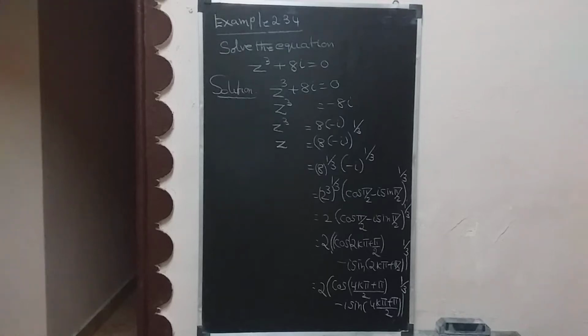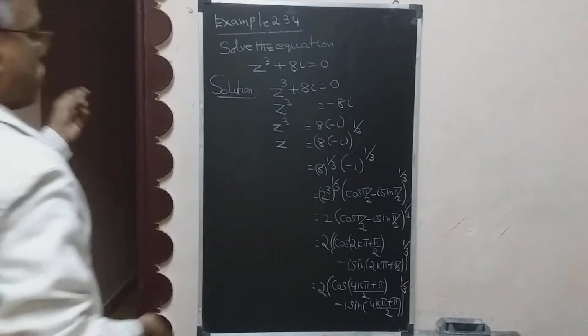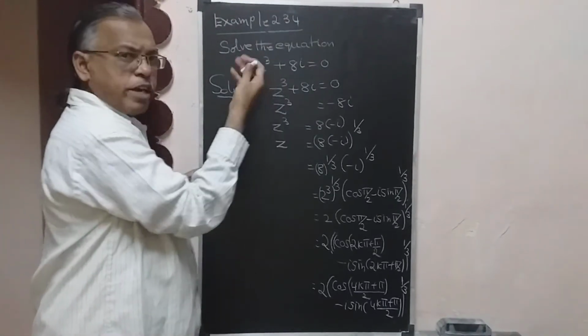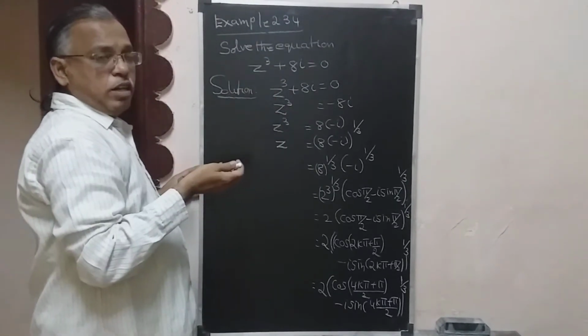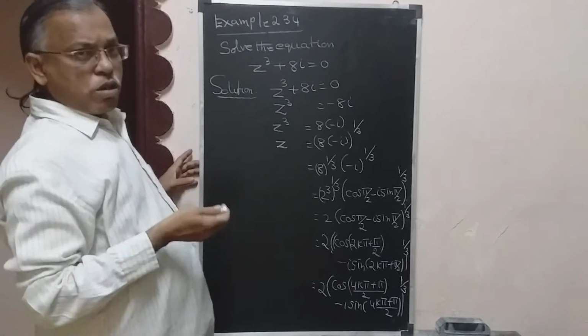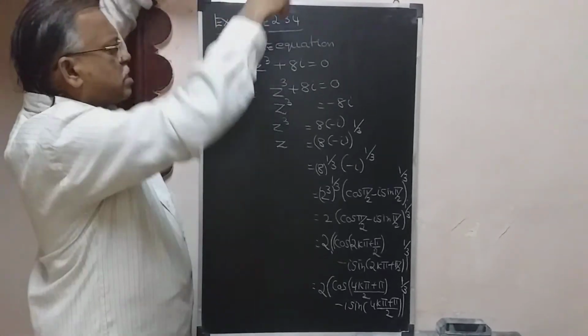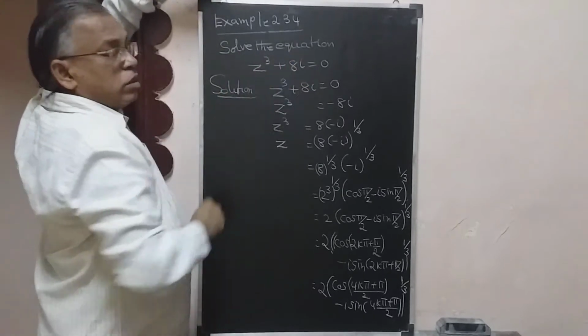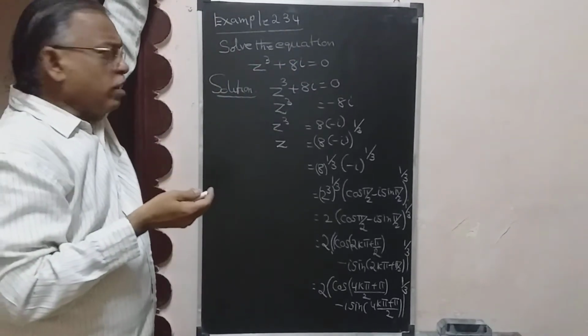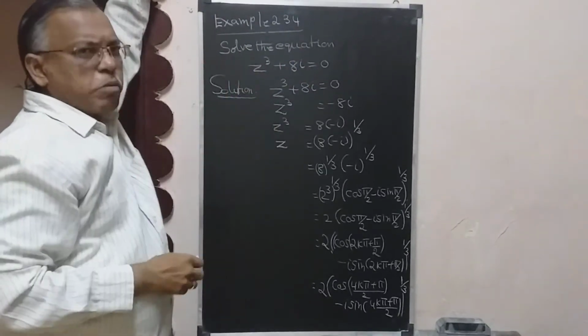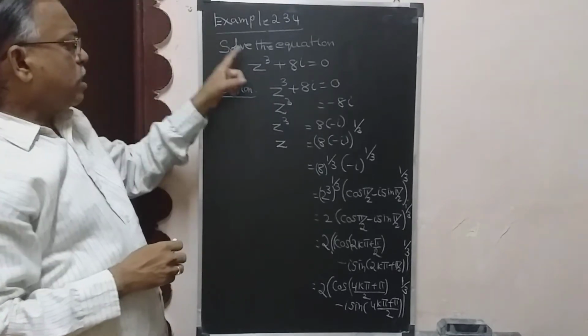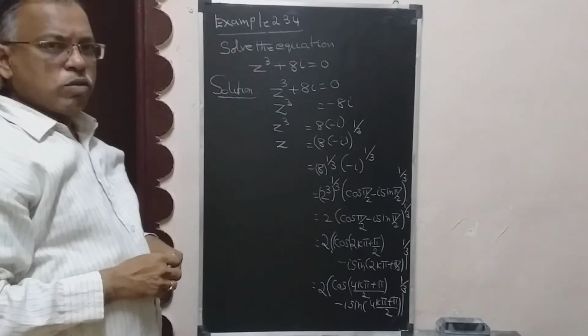Okay, students, in this video I am going to explain example 2.34, which is the same model as finding all the values of cube roots. The procedure is the same. Solve the equation, or find all the values of z. Since the power is 3, you are going to get 3 values.